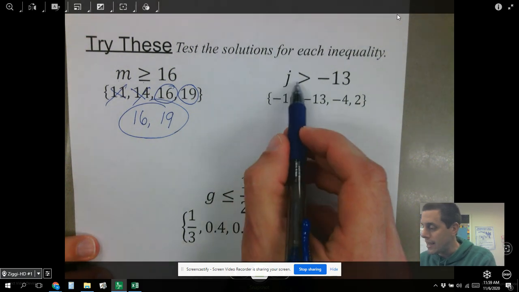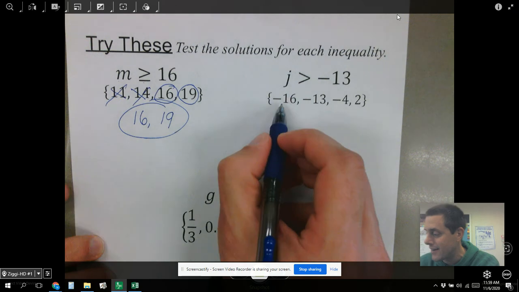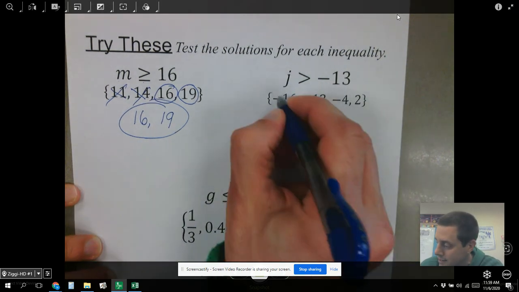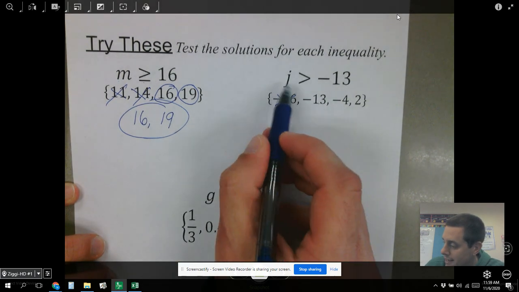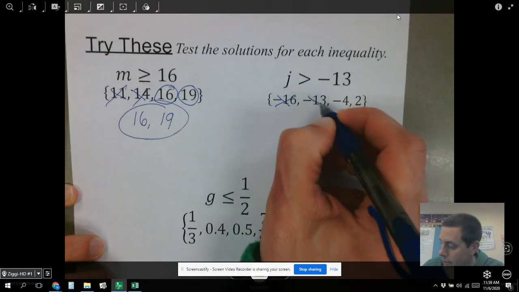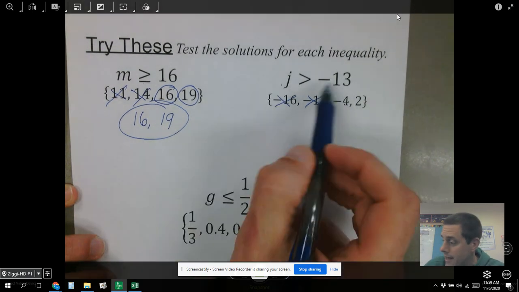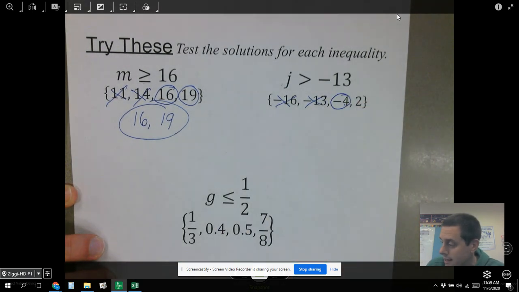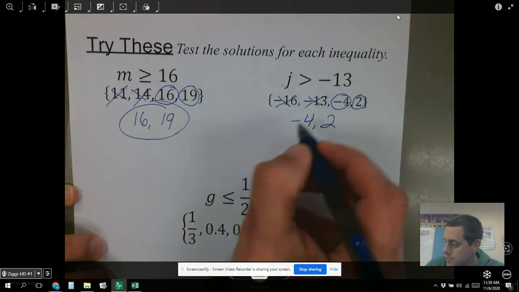Over here, J is greater than negative 13. If I plug negative 16 in here, is negative 16 greater than negative 13? It is not, because it is further left on the number line. Negative 13, is it greater than negative 13? No, it is equal to. Negative 4 is further to the right on the number line than negative 13, so negative 4 is greater than negative 13. And a positive 2, any positive value would be greater than a negative value, so it is true. Negative 4 and 2 are solutions here.